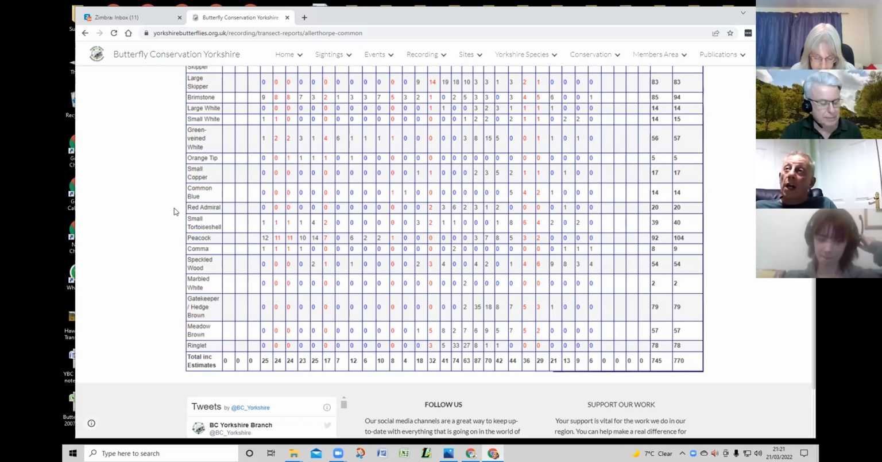There's also four large oak trees just on the edge of the survey area, and they've actually got purple hairstreak in them. Okay, thank you.